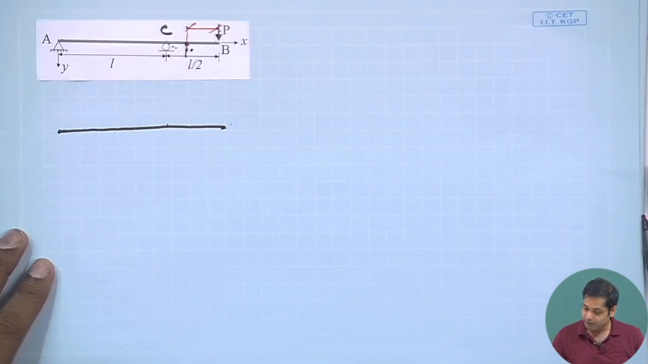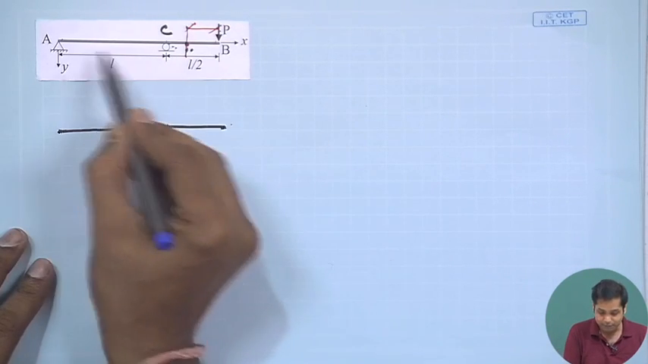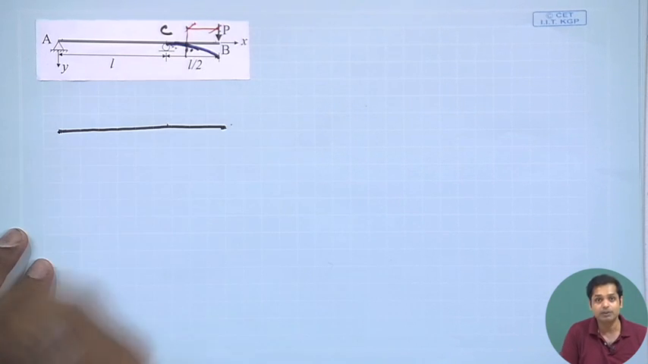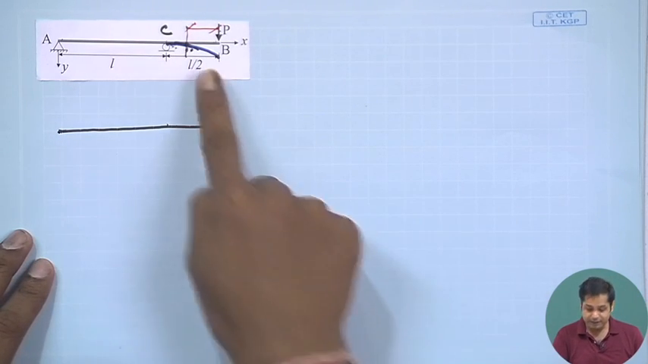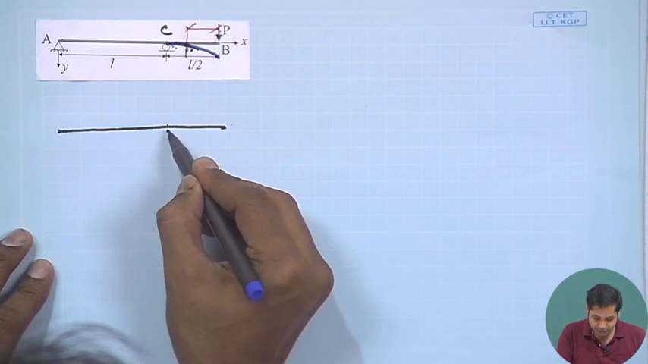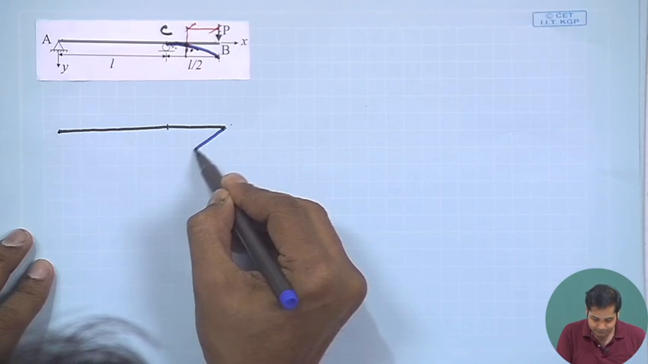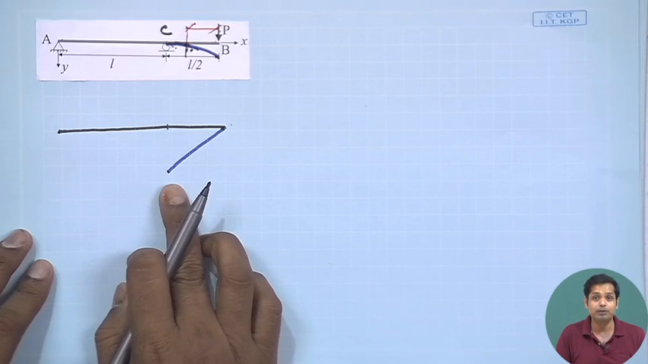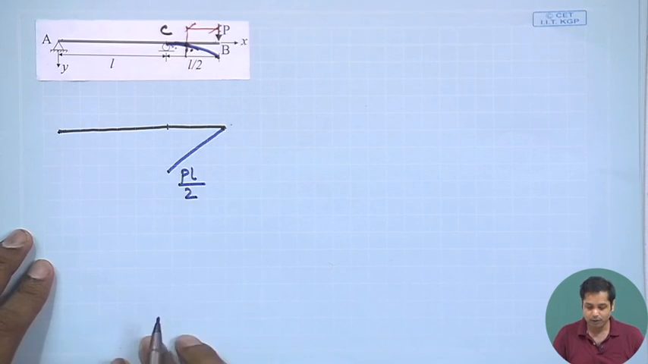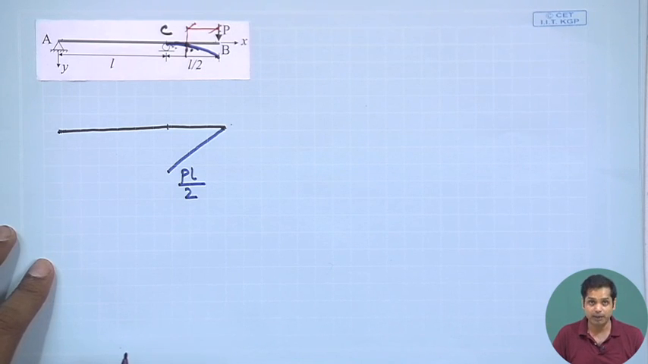Now what is the sign of this bending moment? By just looking at the diagram, we can say that the deflected shape, at least for the CB part, will be something like this. So naturally this is hogging, and as per our convention, this is negative. Between B and C your bending moment varies linearly, and the bending moment at C will be PL by 2, because this is L by 2. So this is the bending moment diagram.